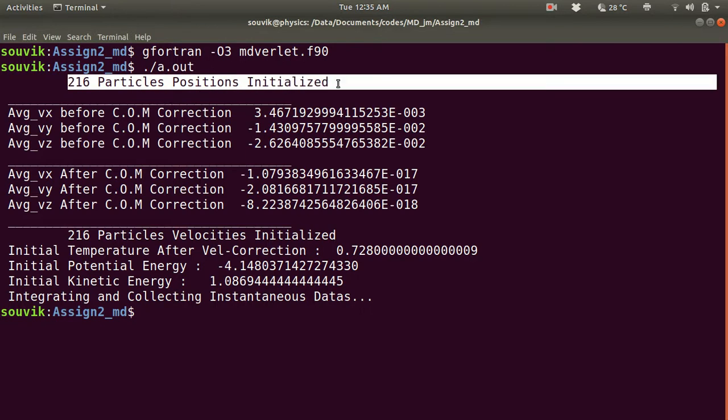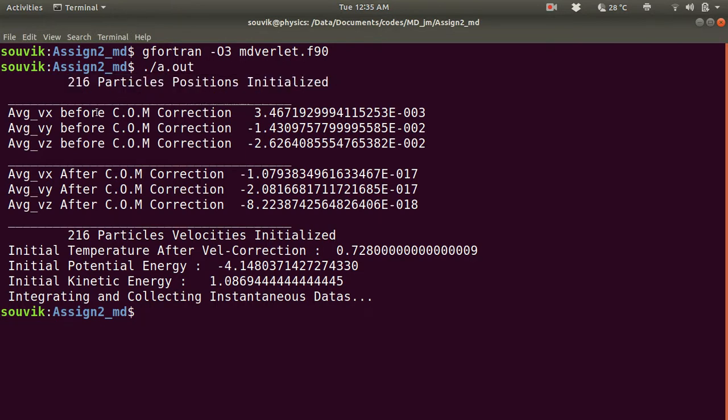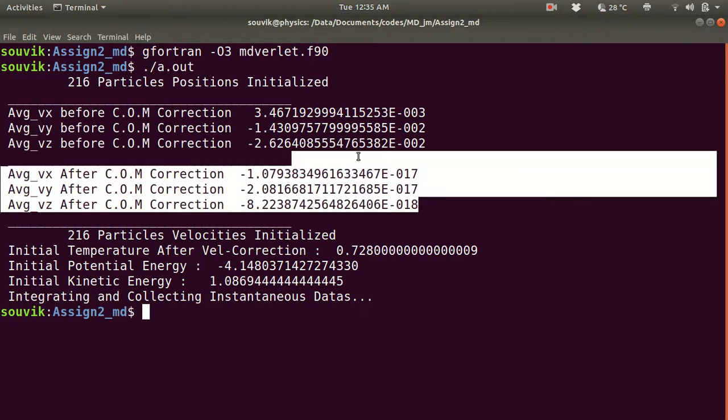So 216 particles are initialized, okay, and if you see their average velocities before center of mass correction, they cannot be negligible because they are of the order of 10 to the power -3 or -2. But whenever you do the center of mass correction, the velocity is of the order of 10 to the power -17, 10 to the power -18, which is negligible. So we have to make sure that the average velocities after center of mass correction are almost of the order of 0. We have to make the average velocities 0. So that's why the center of mass correction is needed.